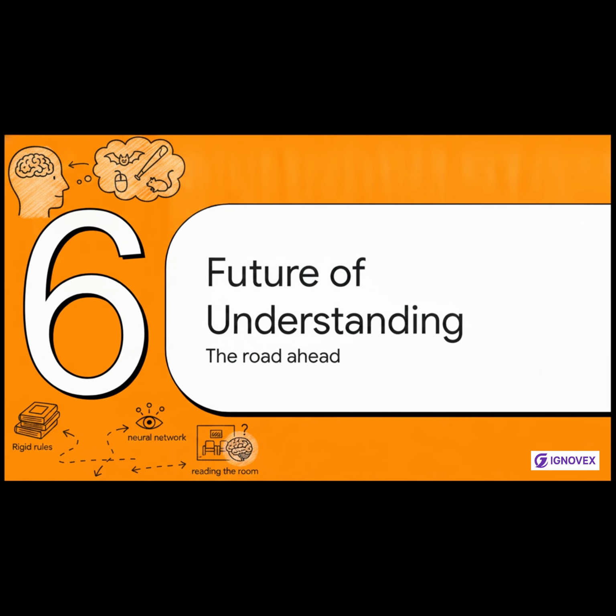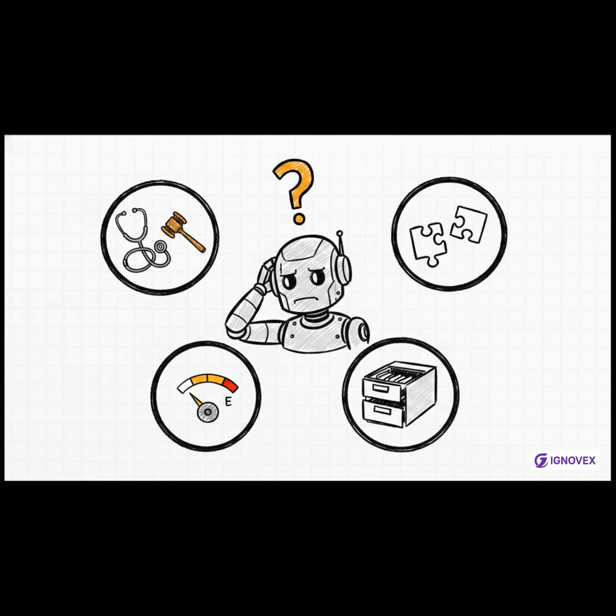Section 6. The Future of Understanding. Let's look at the road ahead. We've journeyed from rigid dictionary rules to dynamic neural networks that can practically read the room. But the evolution of how machines learn meaning is definitely far from over. Despite the incredible power of modern large language models, AI still stumbles. When you train a model on medical texts, it often totally fails when reading legal documents. That's called a domain adaptation failure.